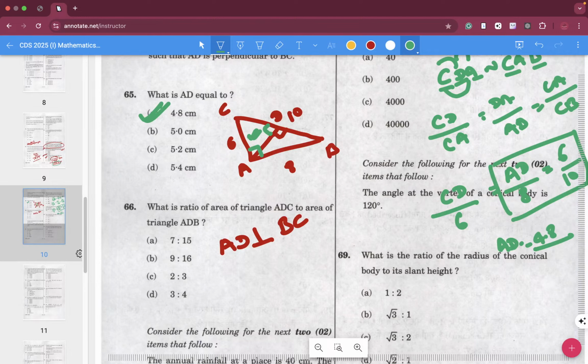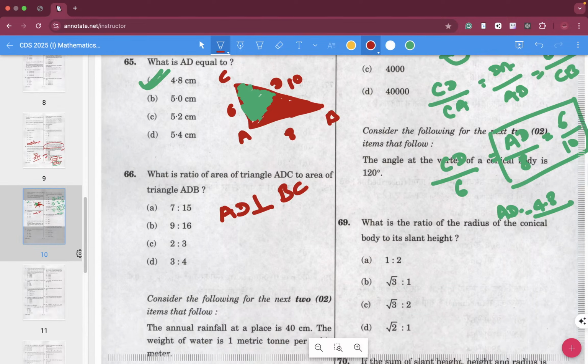Then what is the ratio of the area of triangle ADC to the ADB? What is the ratio of this green zone and this red zone is what they are asking. Area of triangle ADC to the area of triangle ADB. So what is the area of triangle ADC over here? Area of triangle ADC is half into base. Base is how much? CD into height is how much?